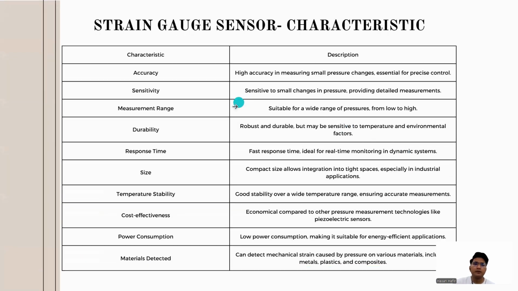So here are the characteristics of the strain gauge. It has a high accuracy in measuring small pressure changes, essential for precise control. Also, the durability is robust and durable, but may be sensitive to temperature and environmental factors. Also, the cost effectiveness is very economical compared to other pressure technology like a piezoelectric sensor. It has low power consumption, making it suitable for energy efficient application.